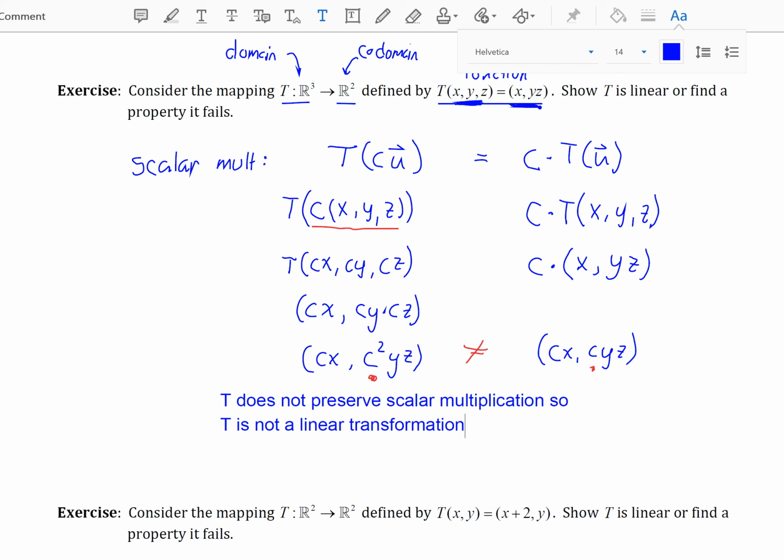There's no reason for us to check if T preserves vector addition, since you have to satisfy both to be a linear transformation. There's also no reason to always check scalar multiplication first. You could have checked vector addition as well. That one would have failed as well. And maybe that's something you should check, but you just have to make sure that both of them hold, or find at least one that has failed.